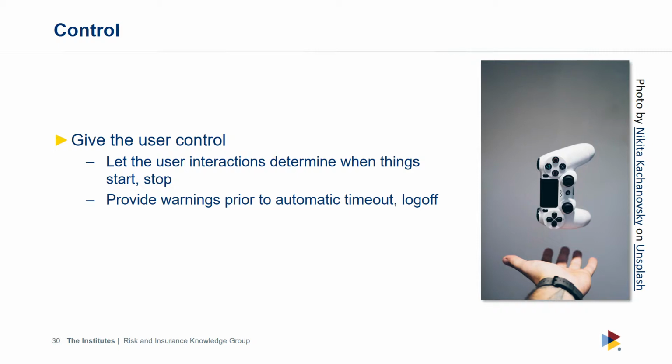Giving the user control. Let the user interactions determine when things start and stop. So that means all those marketing people who want to put automatically playing slideshows on their site, you now have backup to say, no, do not do this. This is a law, you can't. So this is a good thing. We also want to provide warnings prior to automatic timeouts and logoffs. You want that interaction to be predictable and in the hand of the user.